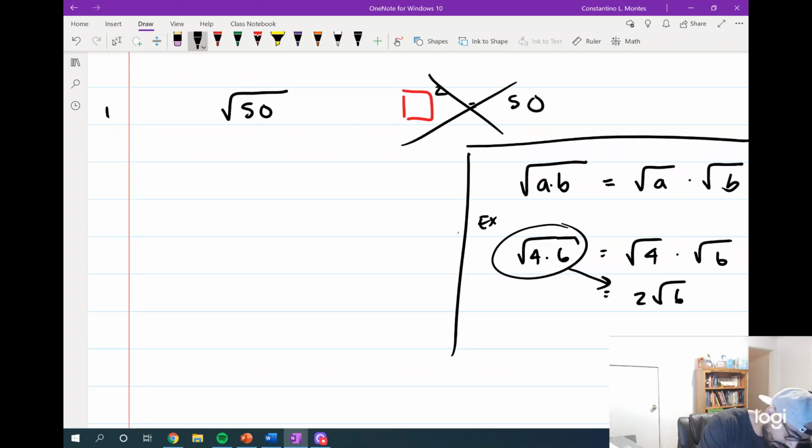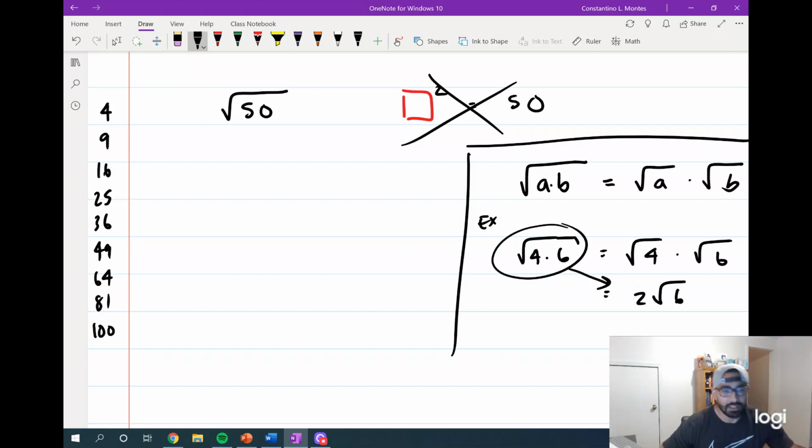We got 1. Well, we don't even care about 1. We got 4. We got 9. So that's 2, 3, 16. We got 25. We got 36. We got 49. We got 64, 81, 100, and I'll stop right there. Those are the perfect squares.